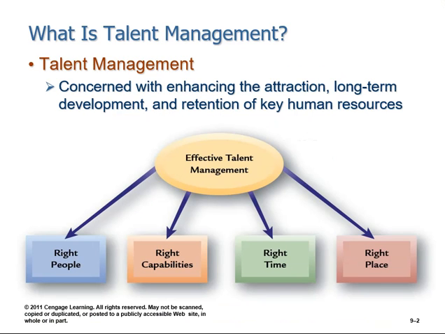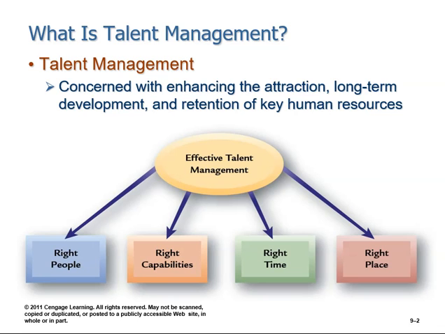Talent management refers to getting the right people with the right set of skills at the right time in the right place within the company. At the core of it, those are the four components of talent management. So let me repeat that. Having the right people with the right set of capabilities, and by capabilities we're referring to your KSAs, knowledge, skills, and abilities, at the right time and in the right place within an organization.